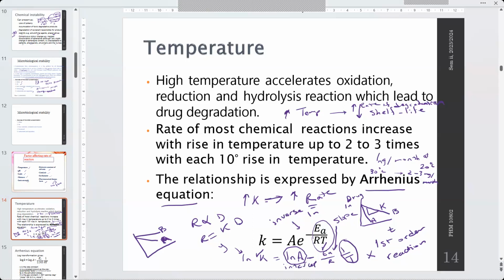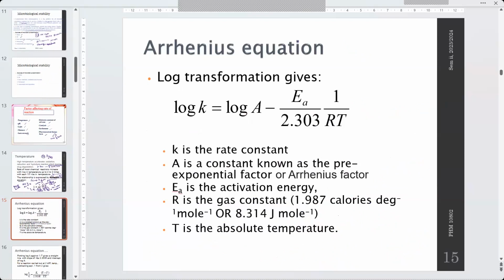Mathematically, K is equal to, we can write it like this, A times e to the power of negative EA divided by RT, right? If I take this one up, then it will be the exponent of a negative value. The power will be negative. But anyway, if you look at it mathematically, you will find that there is a proportional relationship between temperature and K. The higher the temperature, the higher the K.